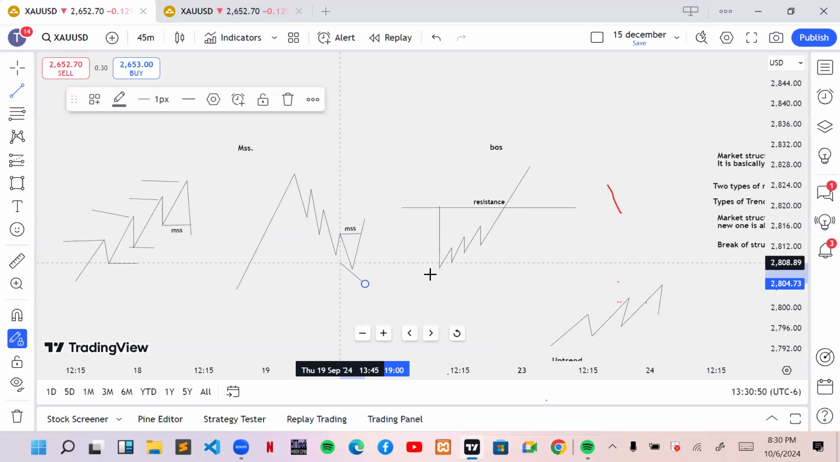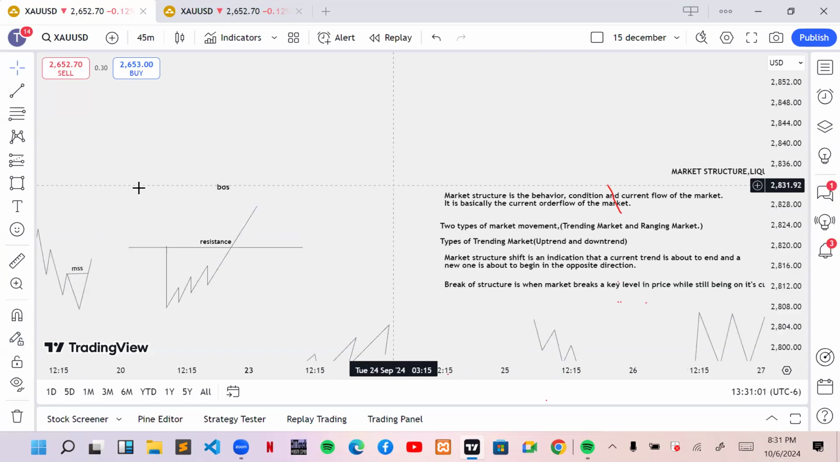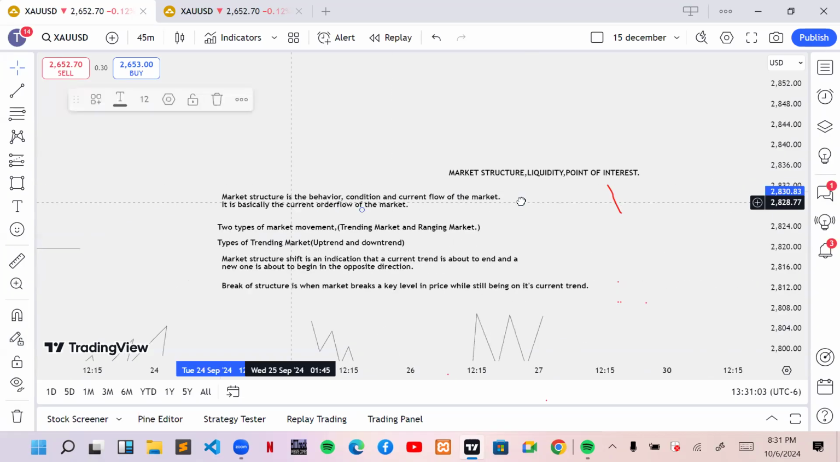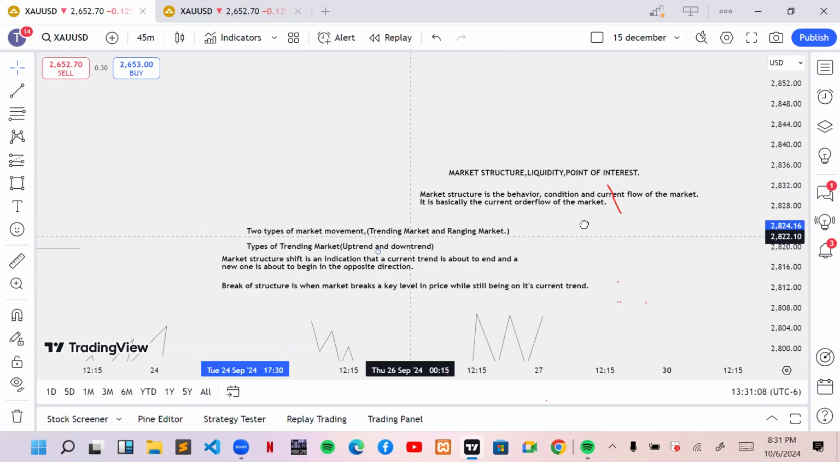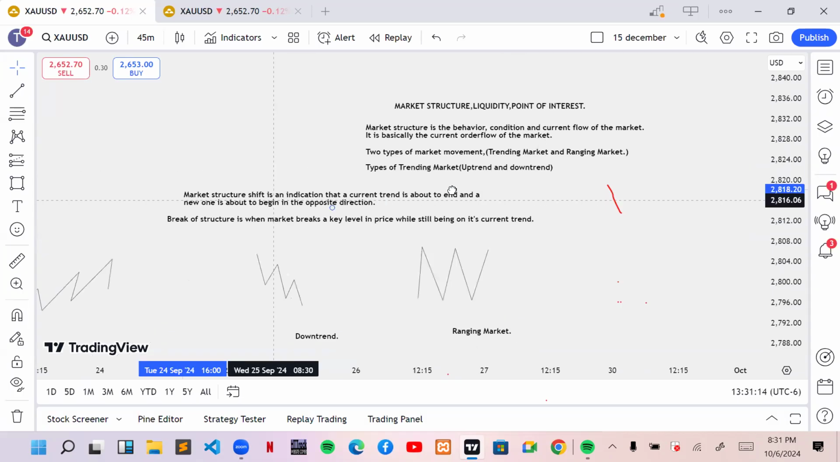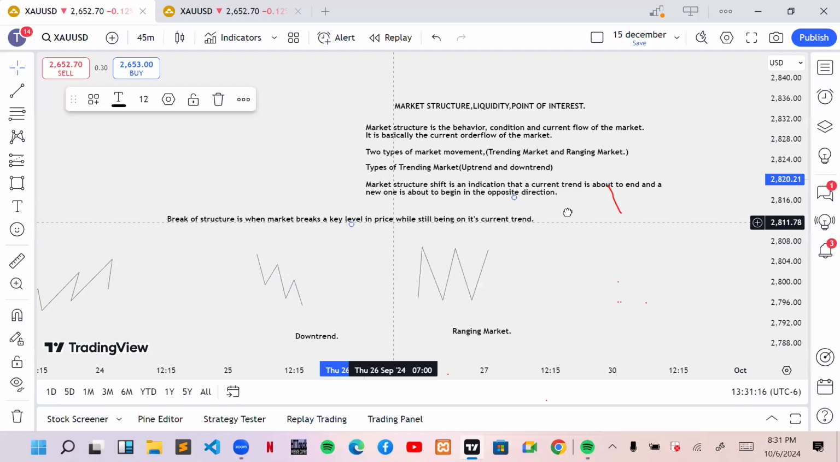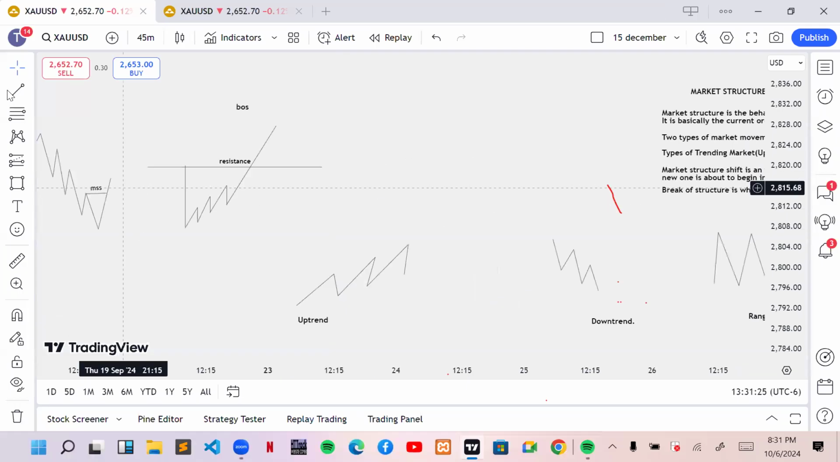So this is the break of structure for an upside, and then this one should be a break of structure for the downside. So this is the break of structure for the market being on an uptrend. Then this should be the one for the market being on a downtrend.